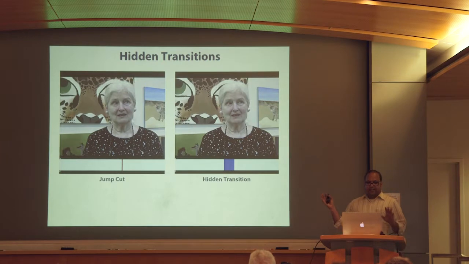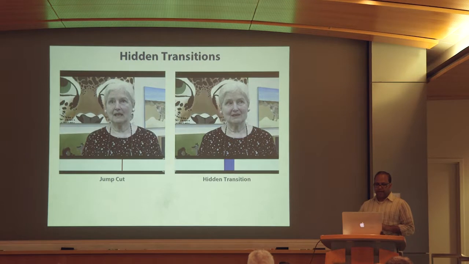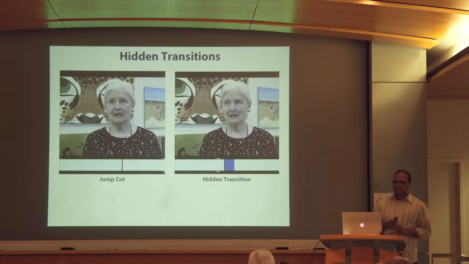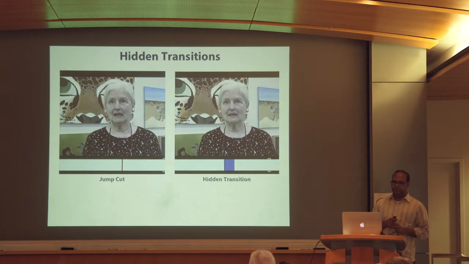And finally, our system can generate smooth hidden transitions. So our goal is to take a jump cut that looks like this. Public space. And turn it into a smooth transition like this. A public space that is rendered out.